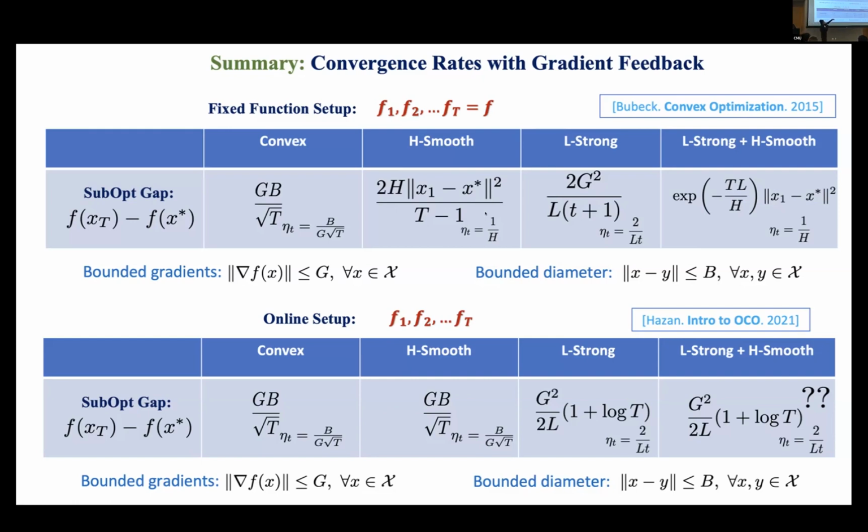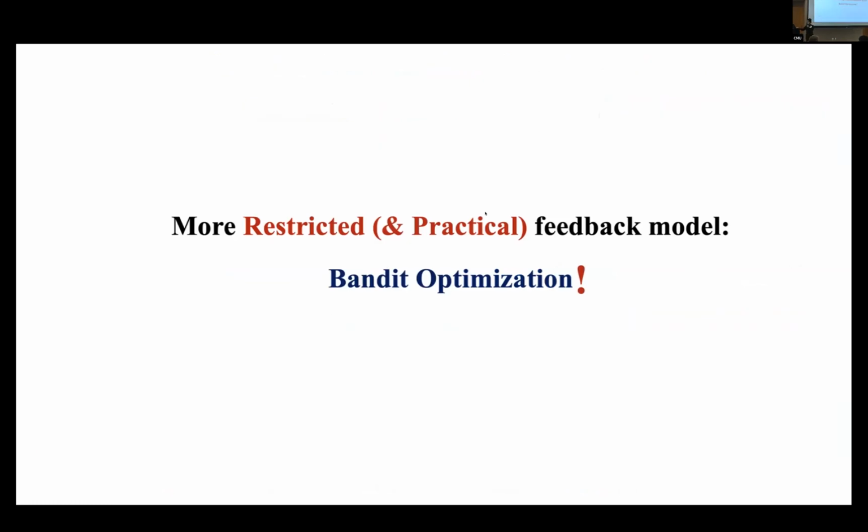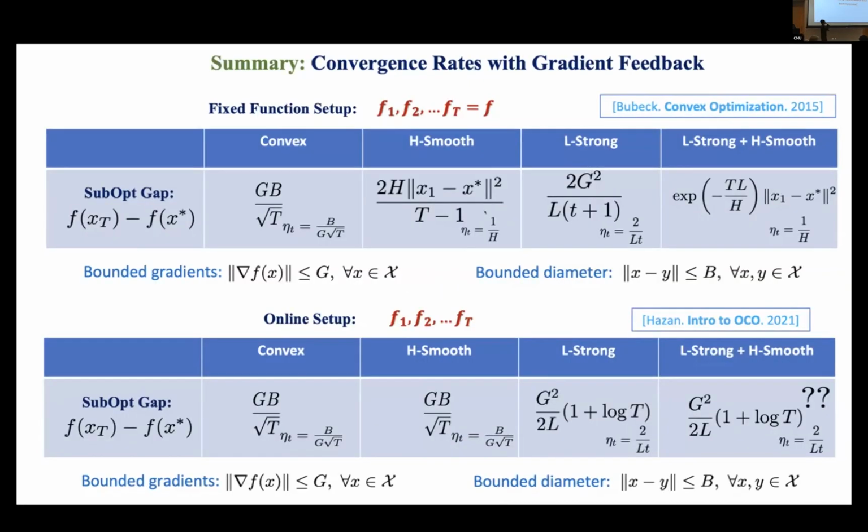I have two very nice, lovely references here: Bubeck's book and Hazan's book. They individually cover single function optimization and online function optimization. So please go and refer to them if you are interested. There should be a T there, in the denominator. There should be a T in the denominator in both. That's correct. Yes.